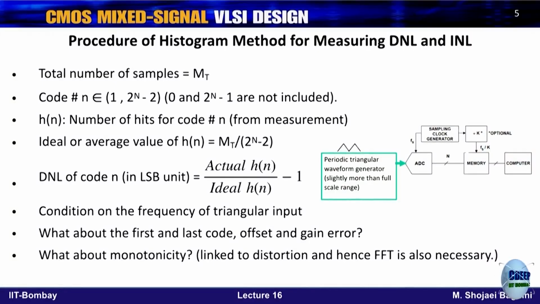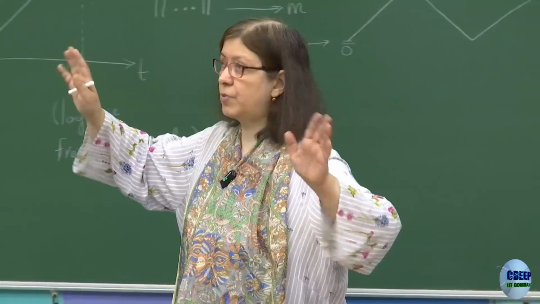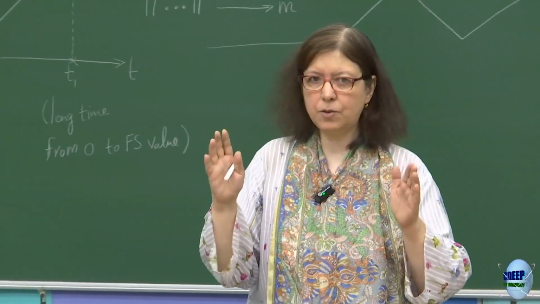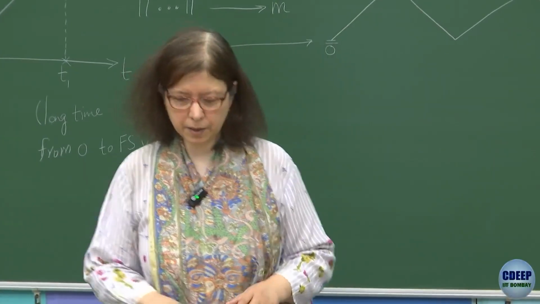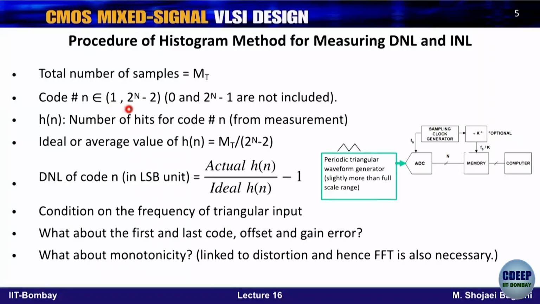So ideally, if you assume that all samples are latched into the memory, we can consider m of mt is the number of samples actually collected by the memory, not generated by the ADC. So ideally, we should have this average value of number of hits to be mt upon 2 to the power n minus 2. Remember, we are not counting the first and last. That's why this is only the total number of samples for the codes belonging to the range written over here. So therefore, ideally, h of n should be mt upon 2 to the power n minus 2, which is bullet item 4.